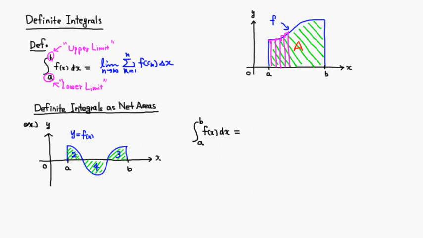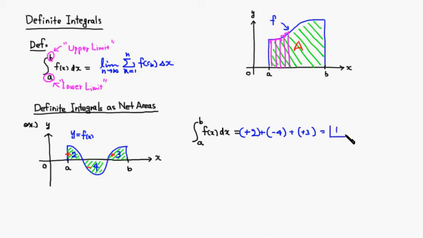Here is what happens. If you have a region above the x-axis, it counts as a positive area, like these two. But if the region is below the x-axis, it counts as negative. So this definite integral is going to have a value of positive 2 plus negative 4 plus positive 3, which is 5 minus 4, so it's going to be 1.